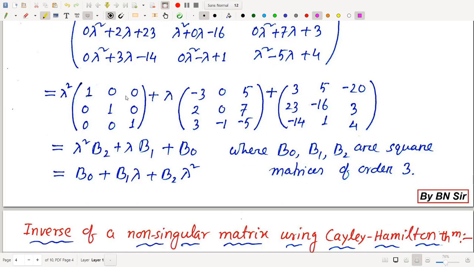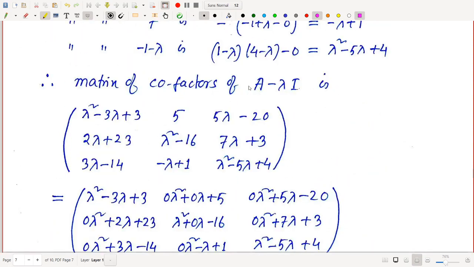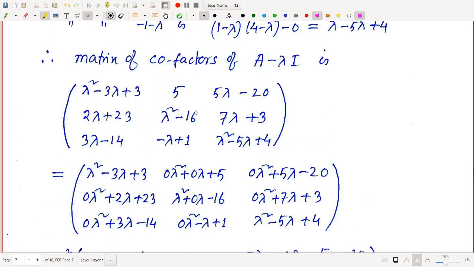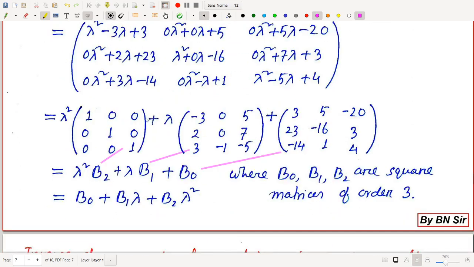So what do you see? Lambda square into one 3 by 3 matrix, lambda into another 3 by 3 matrix, and the constant term without lambda is also a 3 by 3 matrix. So we can name them, this is B0, this is B1, this is B2. So ultimately you can write B0 plus B1 lambda plus B2 lambda square. Although it is not the adjoint, it is the matrix of cofactors of A minus lambda I. If we want to write the adjoint, then it will be the transpose only. The elements will be changed. We shall take the transpose, and B0, B1, B2 will be changed. Just the transpose will be coming.